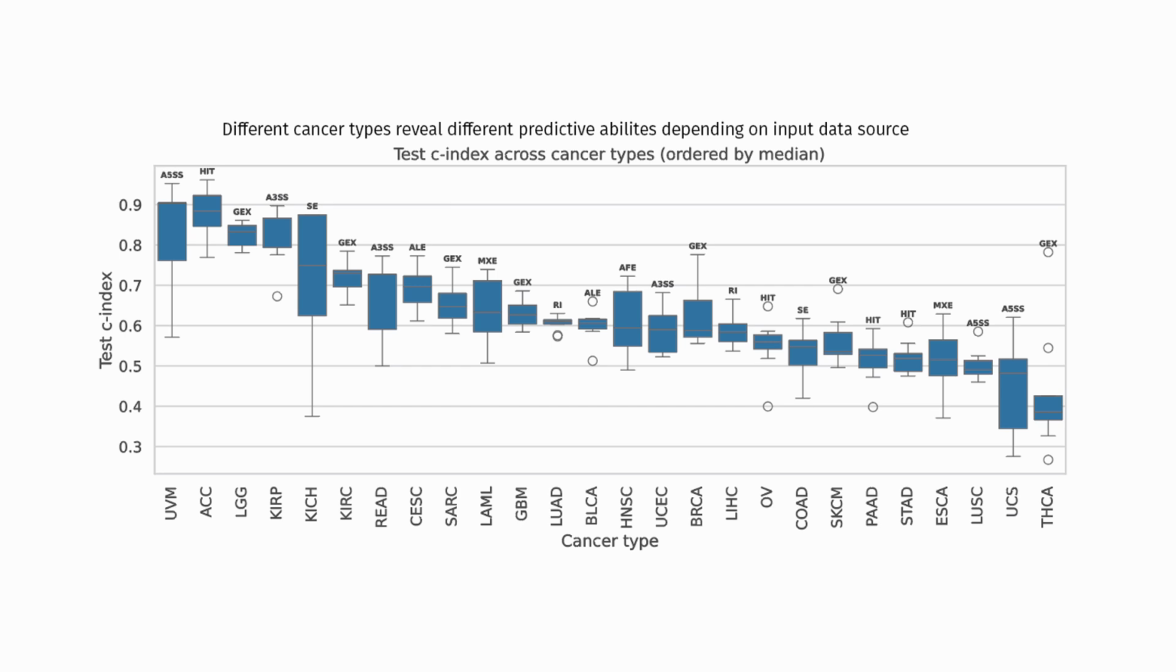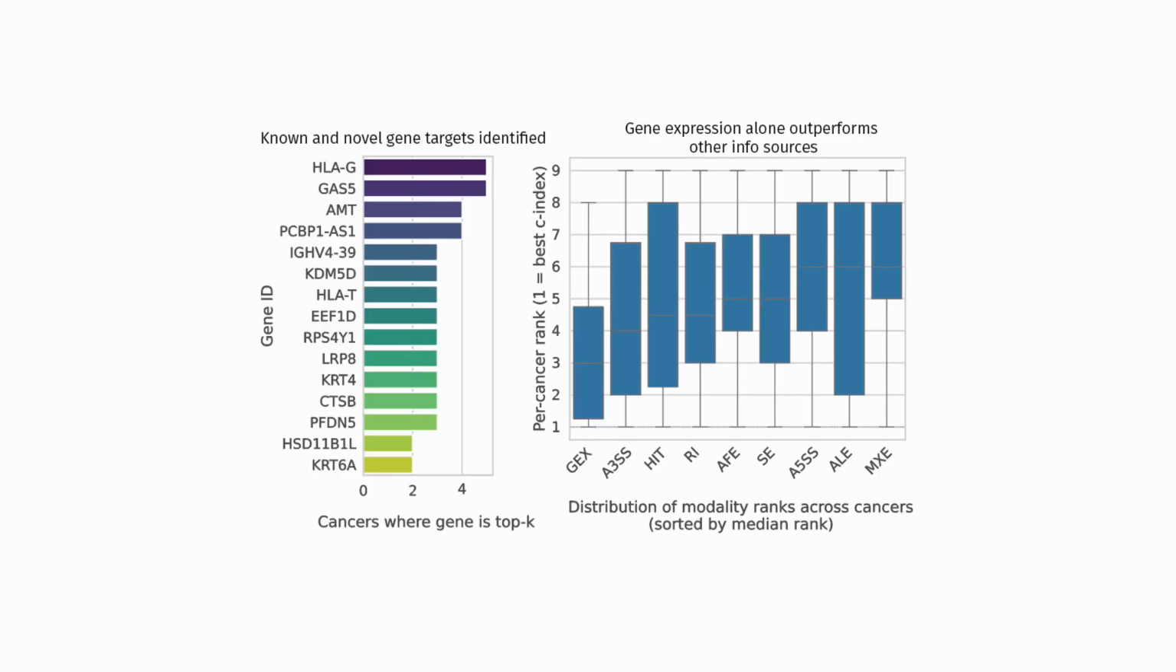However, we also see a lot of alternative RNA processing, which is pretty interesting, suggesting that dependent on the cancer type, different information sources give different information.